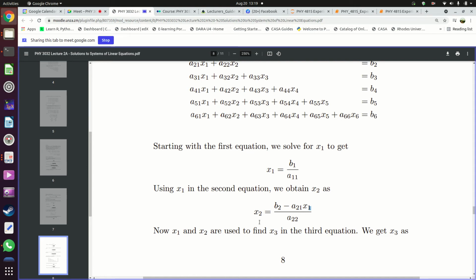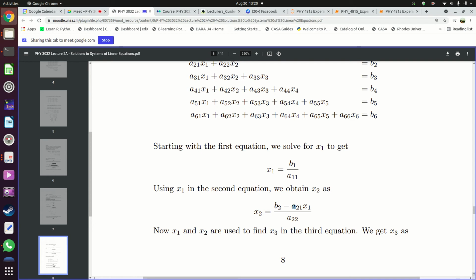For example, when we work out the next term, x3, we're going to have b3, then a33. Then the other terms which come after the minus sign, you're going to have a minus, then an a. The row is going to be 3. Then you subtract 1 from the 3, you're going to end up with a32 x2, then minus a3. You're going to subtract another one, so if you subtract 1, then you subtract 2, you're going to end up with minus a31 x1.